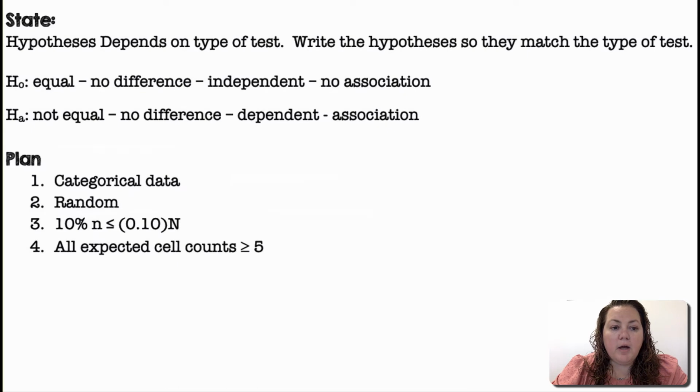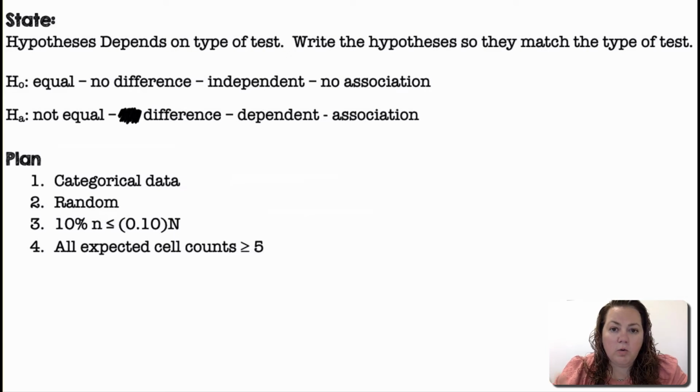All right. State, you're going to put your hypothesis, which depends on which type of test. You're going to write your hypothesis to match the test. It's going to be in sentence form. Your null hypothesis will be that they're equal or no difference. There's a typo there. That they're independent or no association. Your alternative would be that they're not equal, or they are different, or they are dependent, or there is an association. Our conditions stay the same.